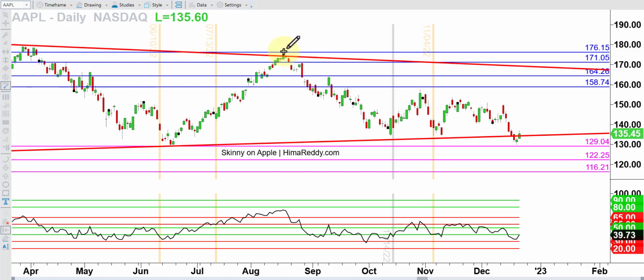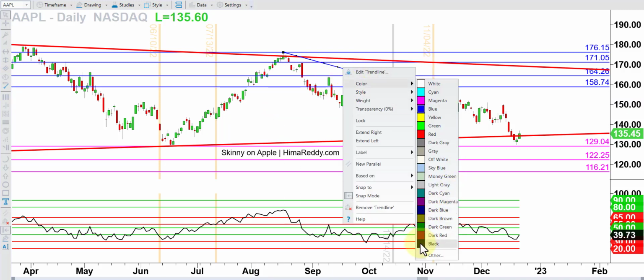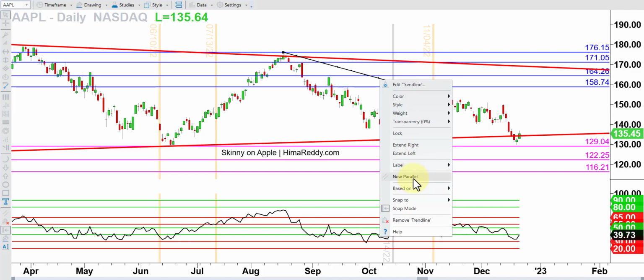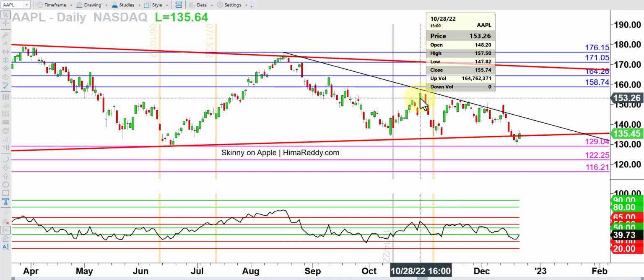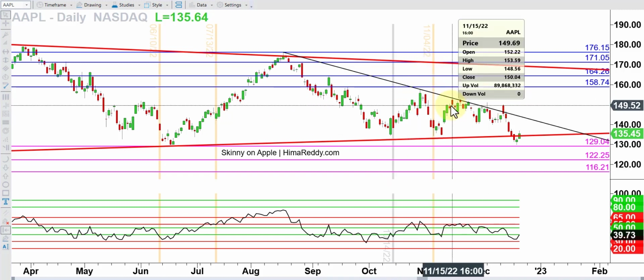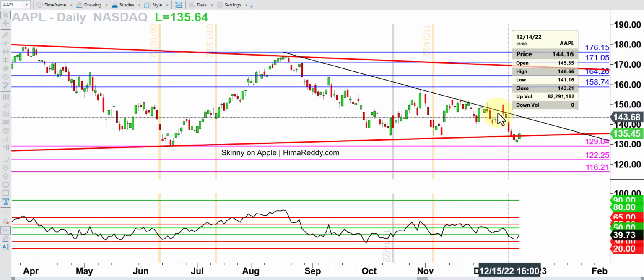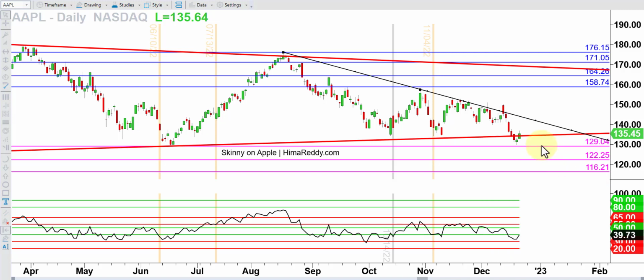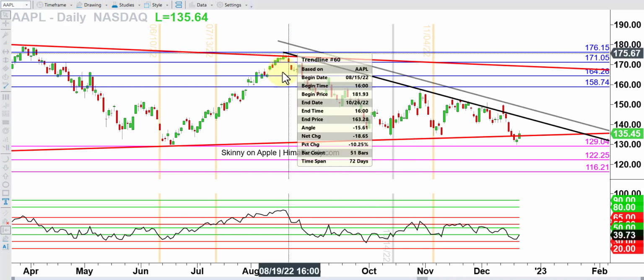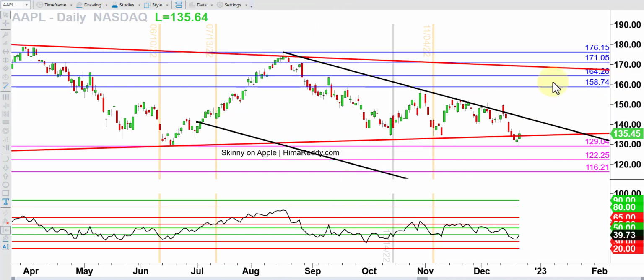So the line that I want to draw first is coming in to this high from August. I'm going to just change the color, so I'll make this one black so there's some contrast. Joining it to the high from October 28th, and you can see that it was confirmed on November 15th, and it was tested multiple times. So here we know that this is an important area of resistance that the market has yet to climb above since mid-August.